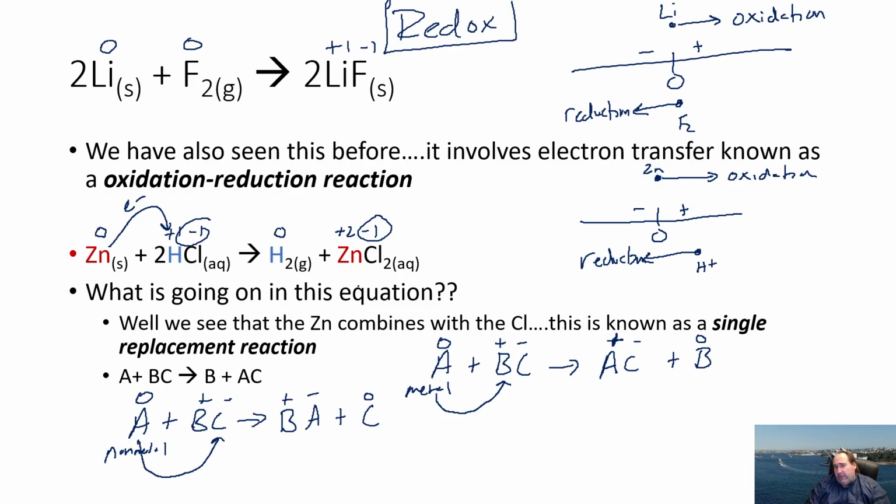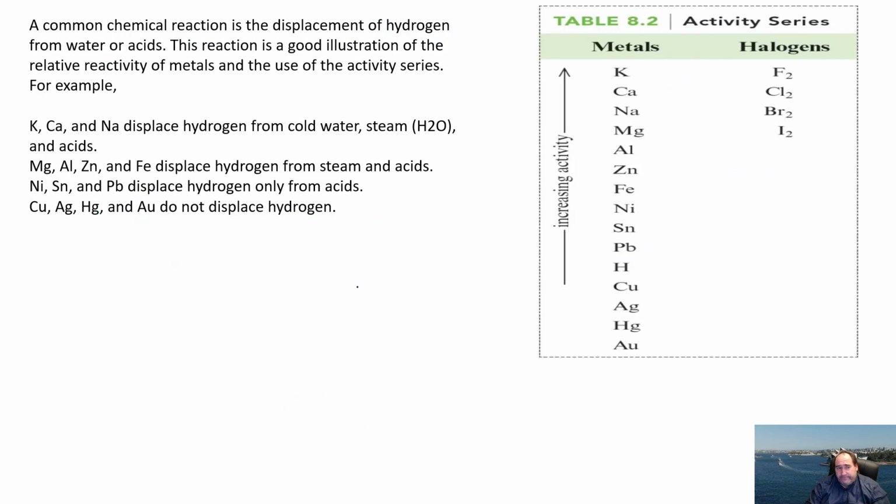So how do we know if this reaction will take place? Well, this is what's referred to as an activity series. And this is a general activity series for metals. And typically you find hydrogen somewhere around here. And how this table sort of works in a sense is anything higher on the list is more reactive than anything lower on the list.